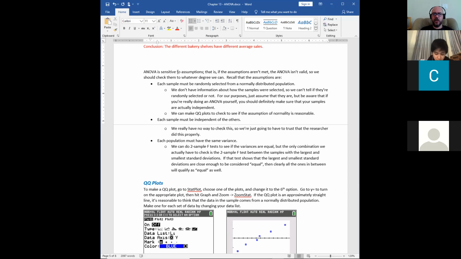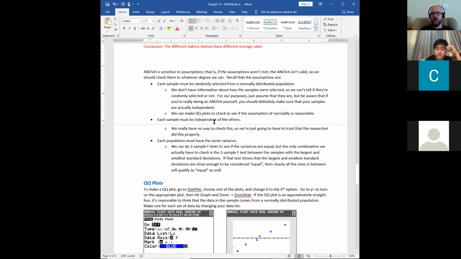Each sample must be randomly selected from a normally distributed population is our first assumption. Now, we don't really have any way to tell if the random selection was done unless it says something about it in the problem. So in general, we're probably just assuming that this was done fine. We're just going to have to trust the researcher to have done it okay. We can check to see if the populations are normally distributed by making a QQ plot. I don't know if you guys remember that from 2 sample, like we did in paired T's, how to do a QQ plot. I'll talk about it again here. But that's how we can check to see if the populations are normally distributed.